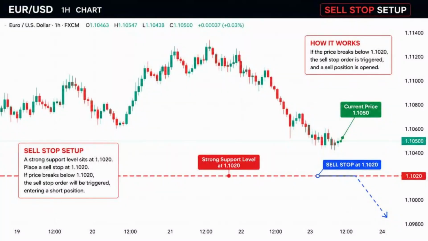Then let's look at sell stop order. A sell stop order works the same way, but in the opposite direction. For instance, let's say the current price of Euro USD is 1.1050. Support is located at 1.1020. You believe that if price breaks below support, it may continue falling. So what do you do? You place a sell stop at 1.1020. If the market reaches that level, your sell order is activated automatically. This order is commonly used by traders who want to participate in bearish breakouts.